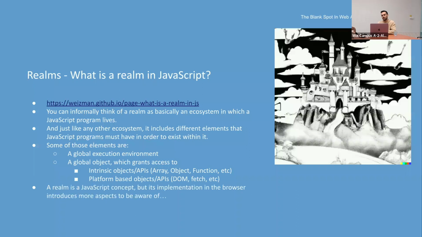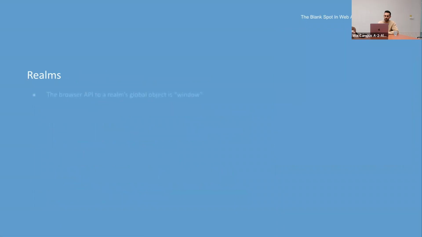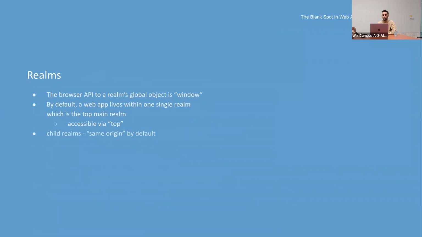So a realm, as I said, is a JavaScript concept, but its implementation in the browser introduces more aspects to be aware of. So let's talk about that real quick. In the browser, you can access the global object of the realm as window. And by default, a web app only has one single realm, which is the top main realm. You can also access it using the top property. And you can create child realms in your top main realm, and those realms will be same origin by default.